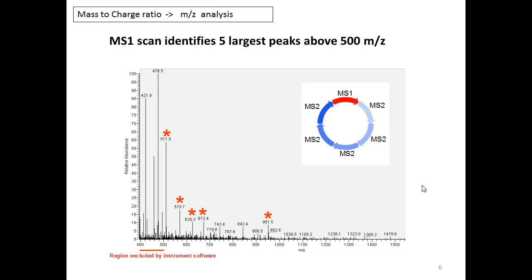Okay, so now we've set the stage for data acquisition. We'll go through the details in the next video.